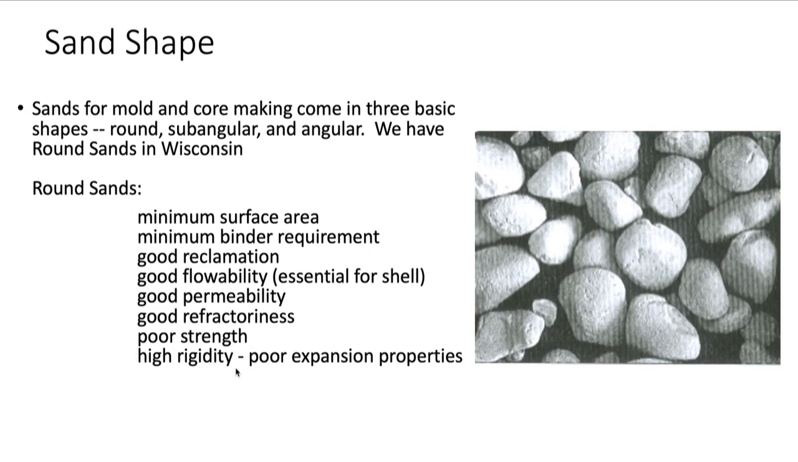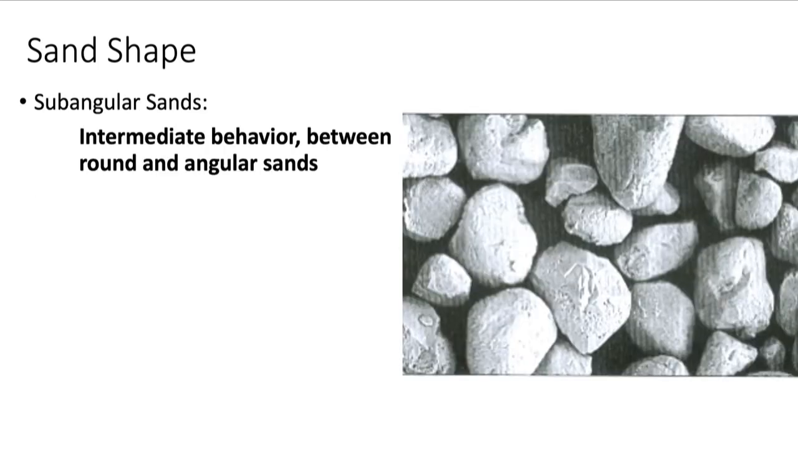But it has high rigidity, which means that the sand grains are impinging on each other, and they don't have a lot of room to move as the sand grains expand, because sand will expand slightly, and you don't want them to expand into the cavity. So subangular are somewhere between angular and round grains, so they have some little edges on them. So your binder requirement is going to go up. The properties are somewhere between the two.